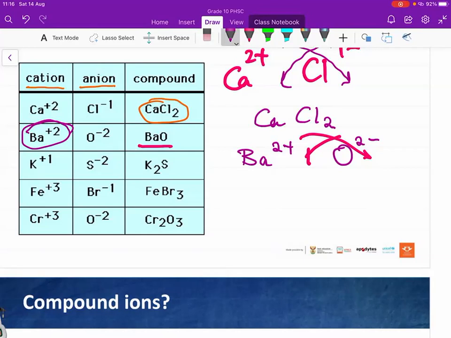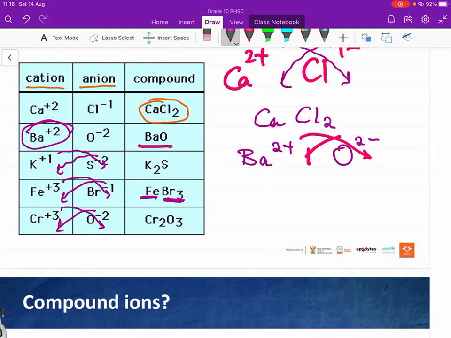And then there we go, this one. We're going to take that 2 there, we're going to take that 1 there, and hence we get our K2S. And for this one, we're going to take our 1 there and our 3 there, and we're going to get our FeBr3. That means that there are 3 bromide ions and 1 iron. Fe is iron. And that last one, you're going to take your 2 there, and your 3 there, and we get Cr2O3. So 2 atoms of Cr to every 3 atoms of oxygen.